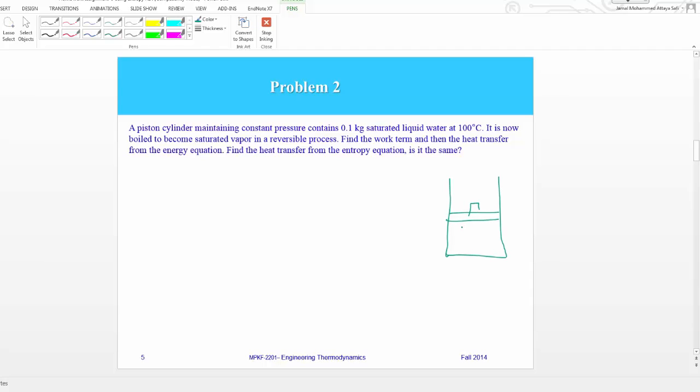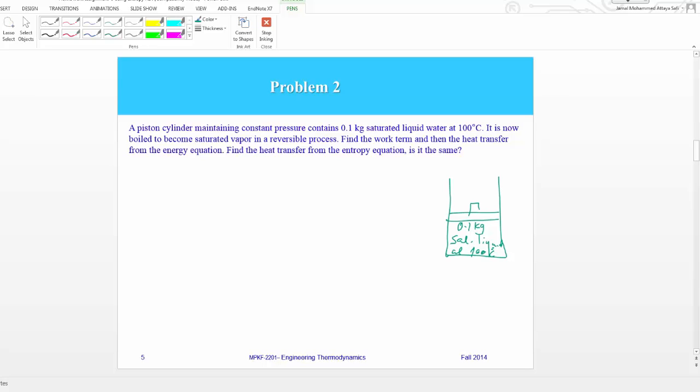And it tells me that I have 100 gram saturated liquid. So I'll write saturated liquid, basically water, at T1 is 100. So at 100 centigrade.